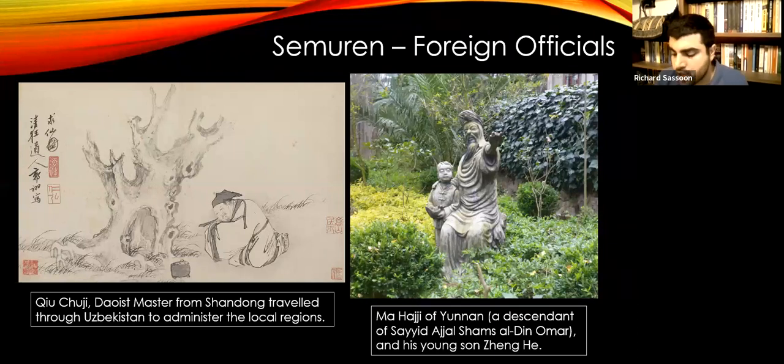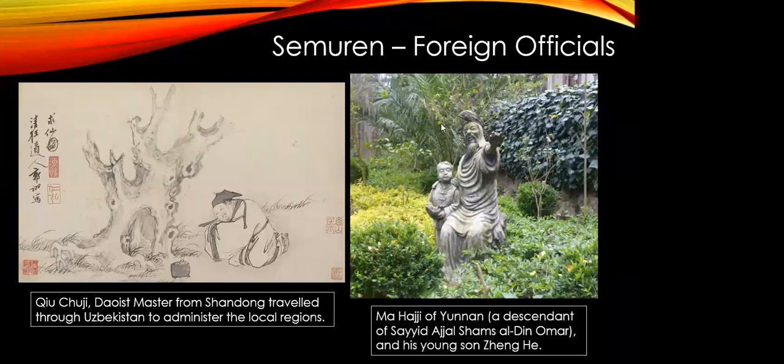And in this case, Zheng He was not himself a Semuren, right? He was born long after the Ming had reclaimed China from the Mongols, but he was the descendant of Sayyid Ajal Shamsuddin Omar, who was a Persian bureaucrat who was brought to southern China. I don't know if he was brought specifically to Yunnan, but brought to China in order to govern on behalf of the Mongols.